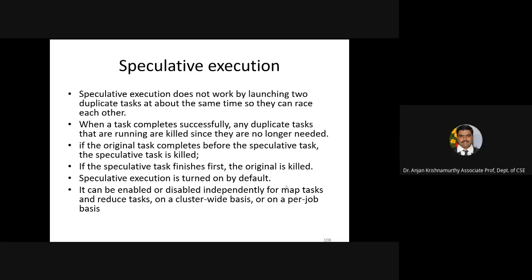Now, speculative execution does not work by launching two duplicate tasks. You should not have the idea that you are duplicating the task. It is only a preemptive measure taken to make sure that under such circumstances, where there may be a possibility of a job failure, it is covered. When a task completes successfully, the duplicate or speculated task which is running will also be killed, as it is no longer required.